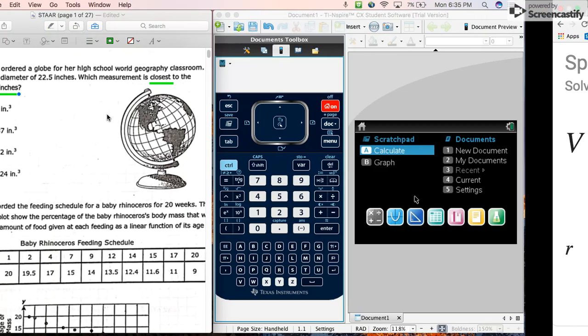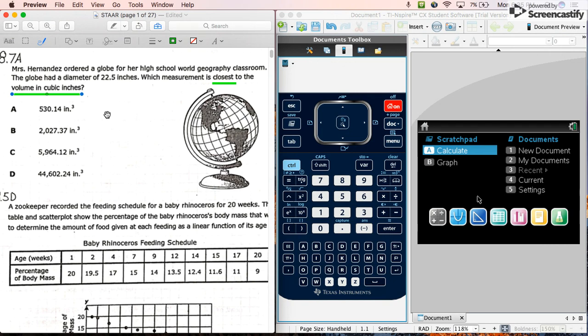So let's go back. As I continue, I'm going to highlight some more things I think are important, which are going to be the diameter. The diameter is 22.5 inches. Now, you're probably wondering, I have a diameter, it's a D and not an R. How do I get to the radius? That's really actually kind of easy.